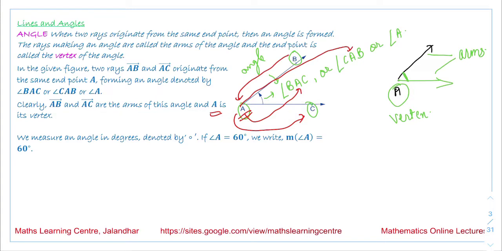If we measure an angle in terms of degrees, the unit we have is degree, and it is denoted like this. So we write 60 degrees. We will see what a degree is in our next slides. The measure of the angle we can write as measure of angle A is equal to 60 degrees, but in general we do not write M every time, and we write angle A is equal to 60 degrees. The meaning of both is the same.